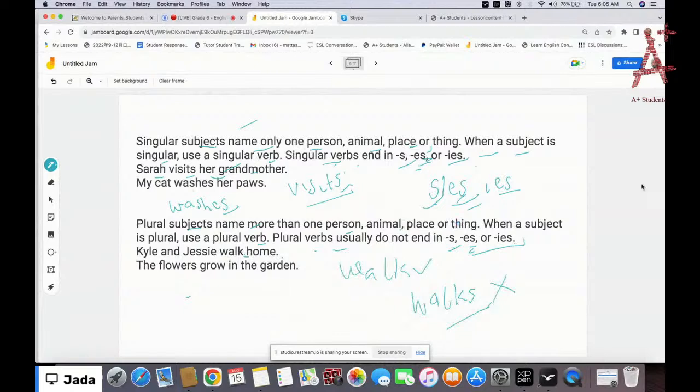Because you have a plural subject, you are going to have a plural verb, and the plural verb does not end in s, es, or ies. The next one is the flowers grow in the garden. Flowers is plural because it has an s, and that's the subject. But grow is the verb, and the verb does not have an s. So let's move on back here.